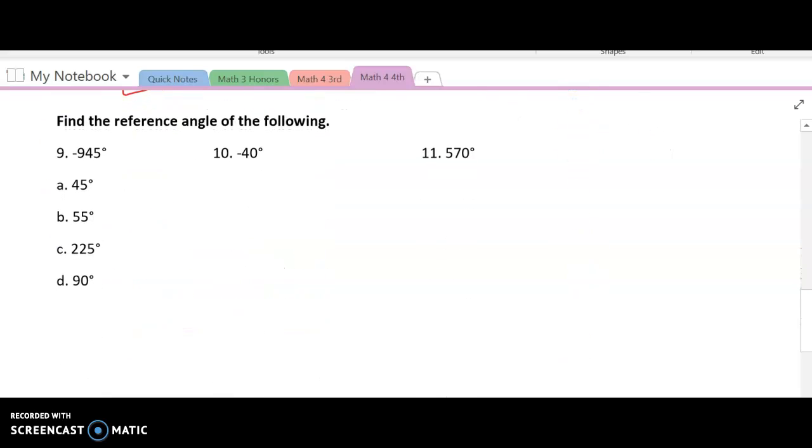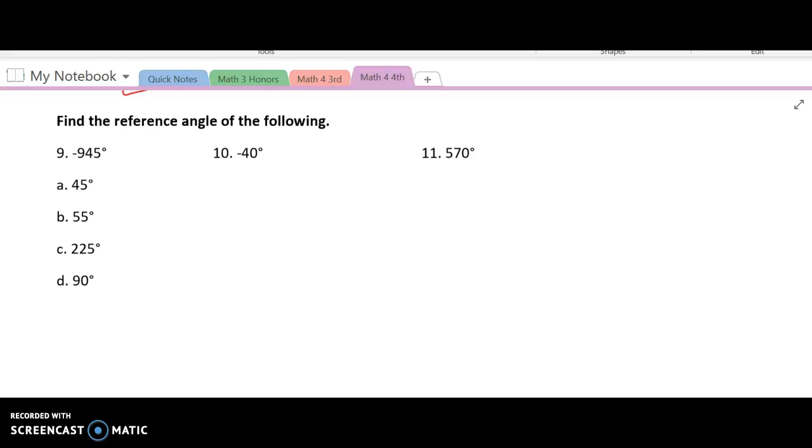All right, so then we have our last part. Find the reference angle of the following. So we have negative 945. And you're probably thinking, Ms. Smith, that's a really big number. Well, it's okay. So when we have reference angles, we're going to add or subtract 360 until it's within our 360 range.